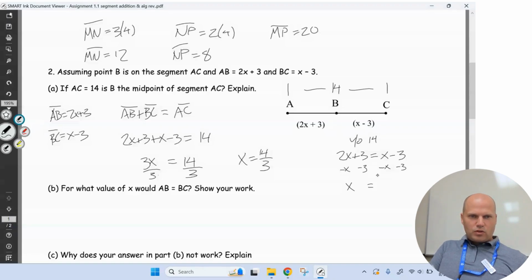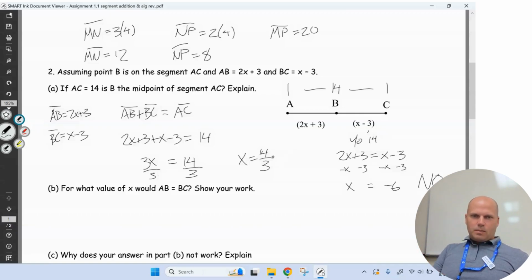You could remove the 3's from this side, but then we'd have x plus 6 equals 0. Here we'd have x equals -6. That doesn't seem right. We'll talk about that later. Could we have a line segment that's negative? So that's one way to say no. 2x plus 3 only equals x minus 3 if x is equal to -6, which causes a problem we'll talk about.